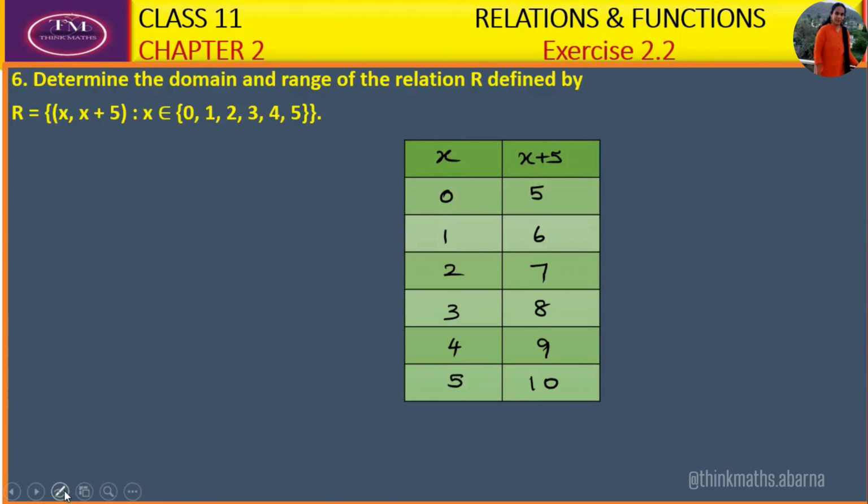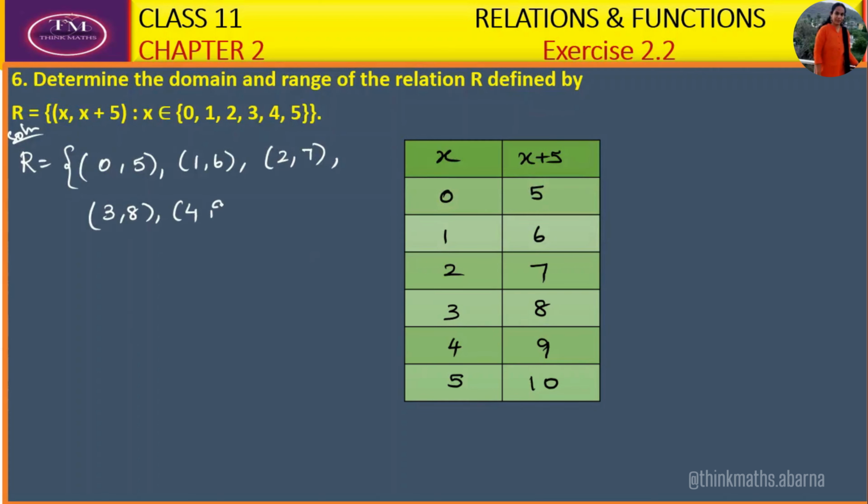Very simple. Now we have to find the domain and range. Let us write the relation in roster form. We just form the ordered pairs using this table: 0, 5, 1, 6, 2, 7, then 3, 8, 4, 9, 5, 10. So this is the relation in roster form.